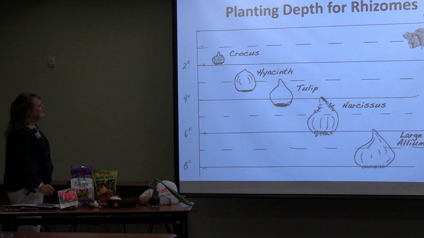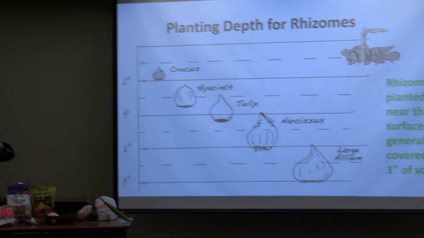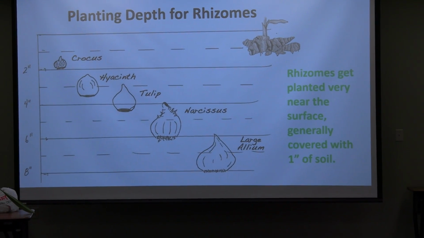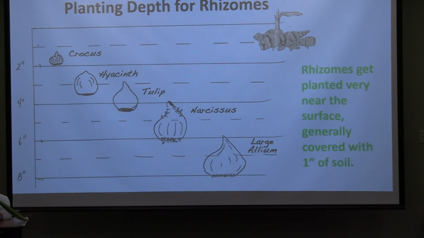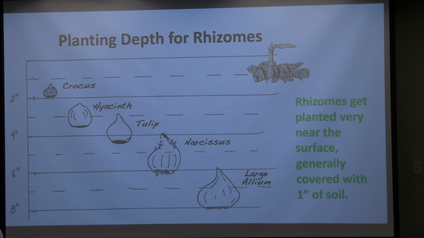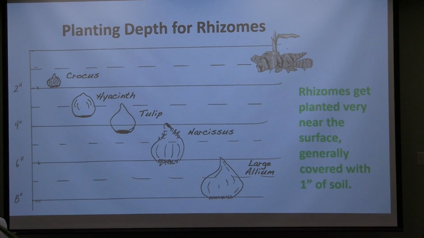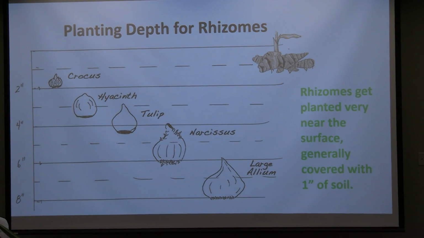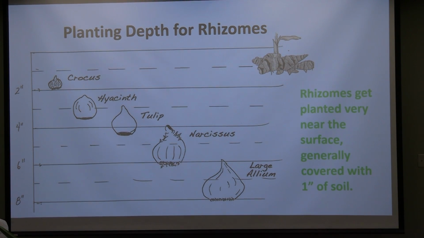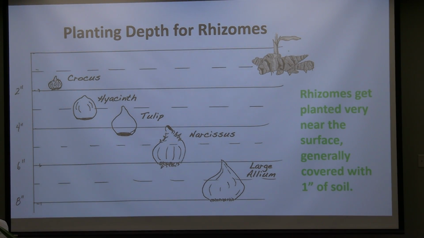So the next thing is rhizomes. Now remember we said that rhizomes grow flat, horizontal to the ground. And so our little rhizome over here, let's just say that that's a bearded iris, that you plant those shallow. And a lot of times you see people just throw out irises and they're on top of the ground. Well, they can do that, but they run the risk of drying out.